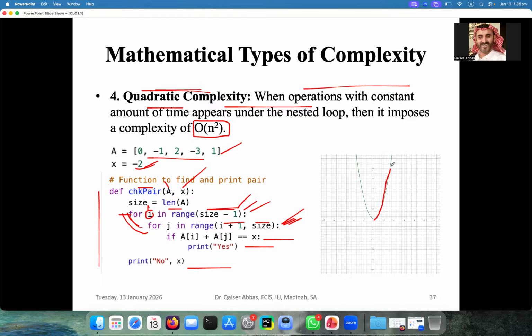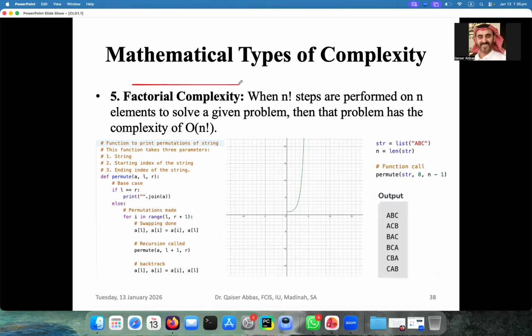It is like a parabola, going here and going here. Order of n square. This is the graphical representation. Factorial complexity.